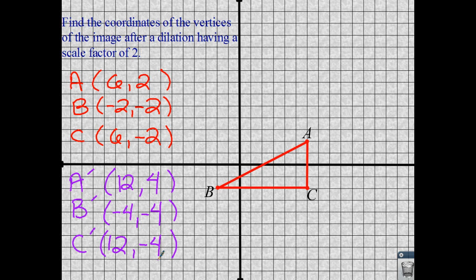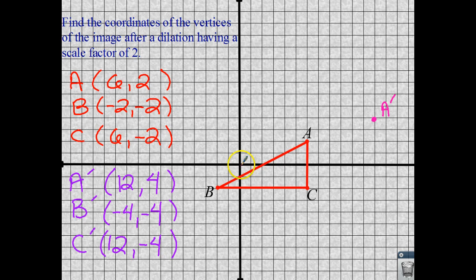Now we're going to take our straight edge and our pencil and we're going to label our primes on the grid, and we're going to see whether or not this picture got larger or got smaller. So let's graph those points. So if this is 6, 7, 8, 9, 10, 11, 12, and 4, 1, 2, 3, 4, we'll call that A prime.